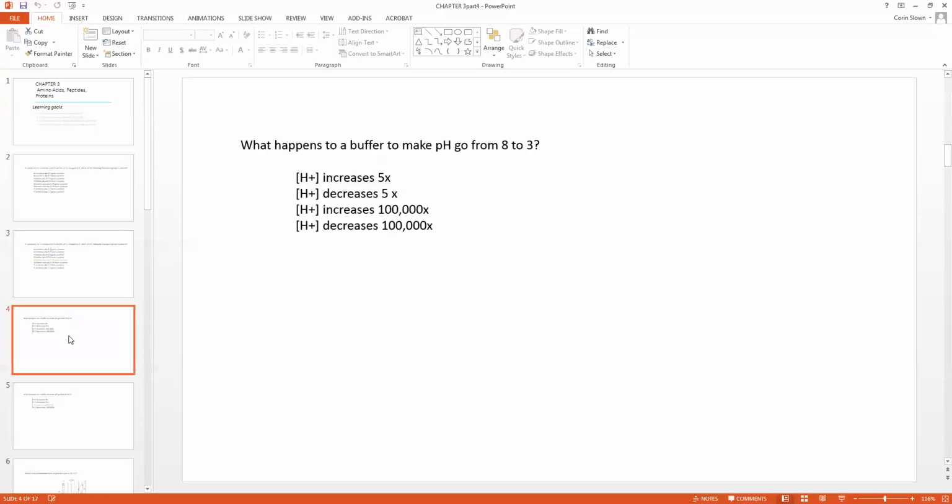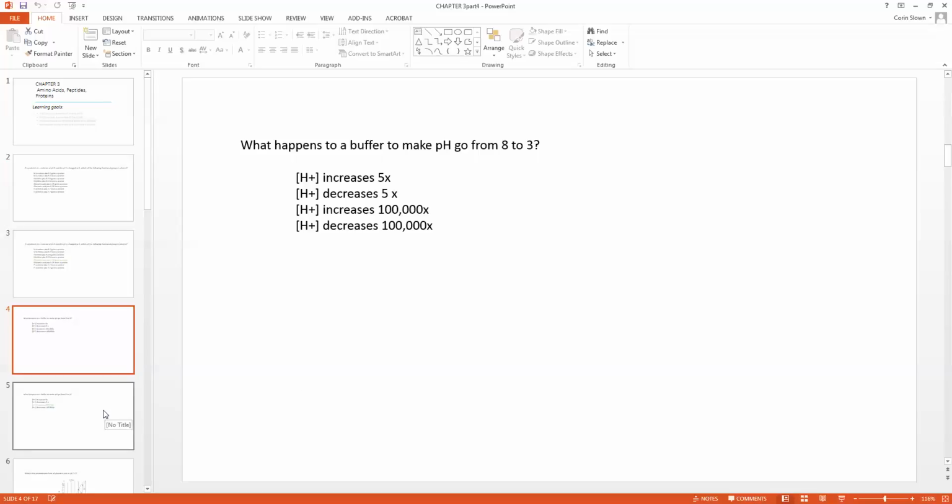So what happens to a buffer to make pH go from 8 to 3? So if I'm going from a pH of 8 to a pH of 3, what's actually happening? Is my hydrogen ion increasing by 5 times? Is it decreasing by 5 times? Is my hydrogen ion increasing by 100,000 times? Or is that hydrogen ion decreasing by 100,000 times?